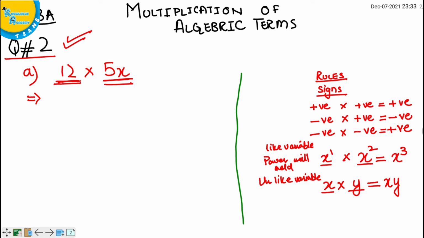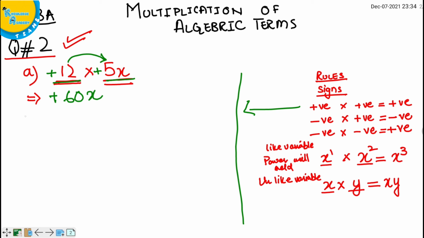As we can see, there are two terms, 12 and 5x. All we have to do, it's very simple, is multiply our coefficients. So 12 multiplied by 5 is 60. What happens to the sign? We can see that both of the terms have the positive sign. So what does the rule say? The rule says if both of the terms have the positive sign, the answer will be positive, and we are going to write the variable x.